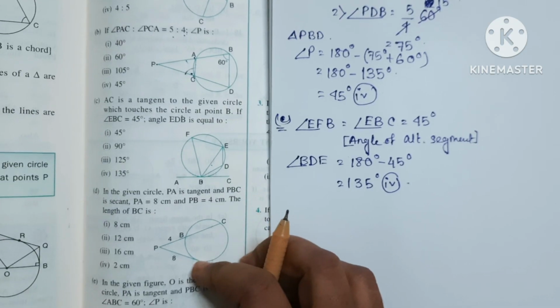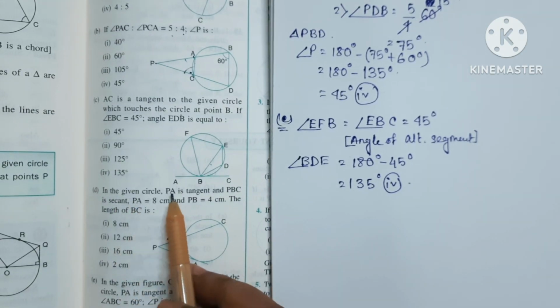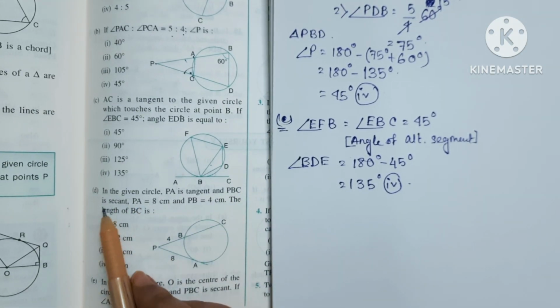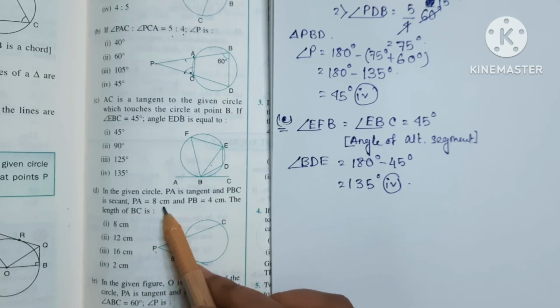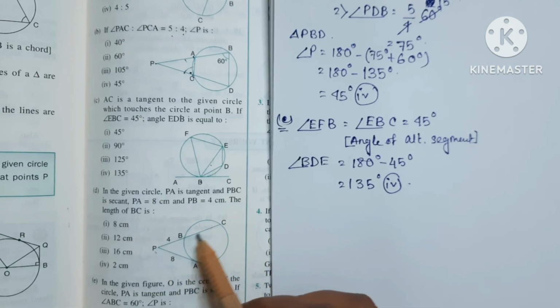Okay, now next one. See, in the given circle, PA is the tangent and PBC is the secant. PA is given to you: PA is 8 centimeters and PB is 4 centimeters. You have to find out the length of BC.